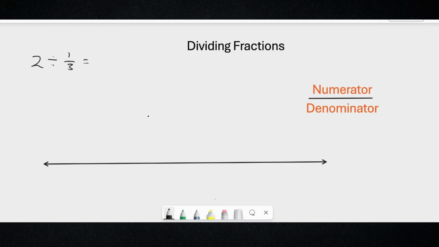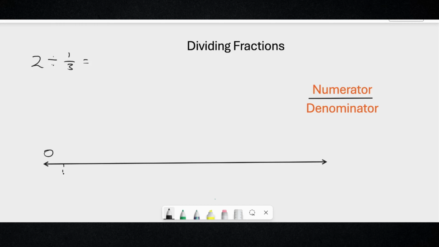Well, let's find out what it's asking. 2 divided by 1/3 is asking how many thirds can go into 2. So what I'm going to do is divide my number line into thirds. I want to know how many 1/3s can fit into 2. I'll start at 0 and split my number line.